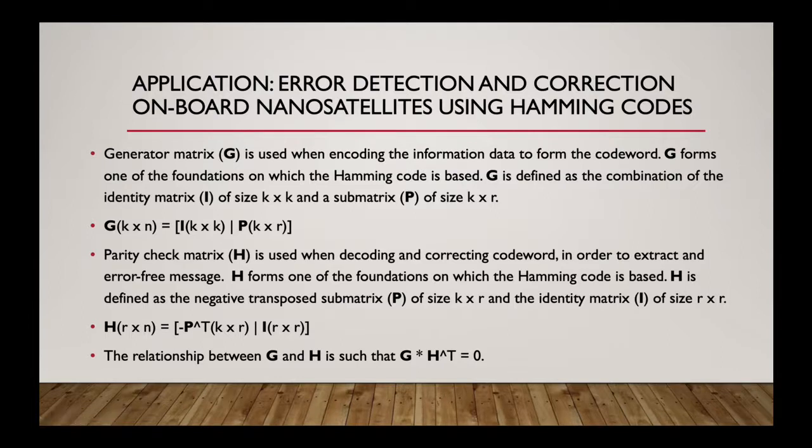And a parity check matrix, which is H, is used when decoding and correcting the code word in order to extract an error-free message. H forms one of the foundations on which the Hamming code is based. H is defined as the negative transpose of submatrix P of size k by r and the identity matrix I of size r by r. And then the equation for that is down here, which is H r by n equals negative P transpose r by k and I r by r. So the relationship between G and H is such that G times the transpose of H is equal to 0.